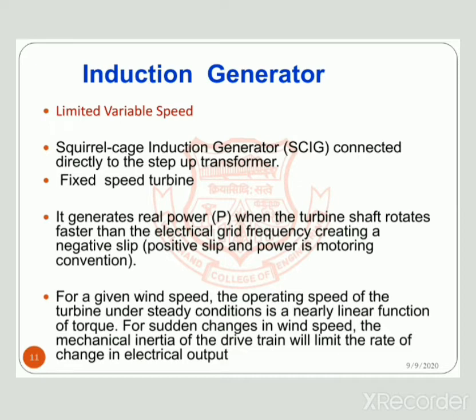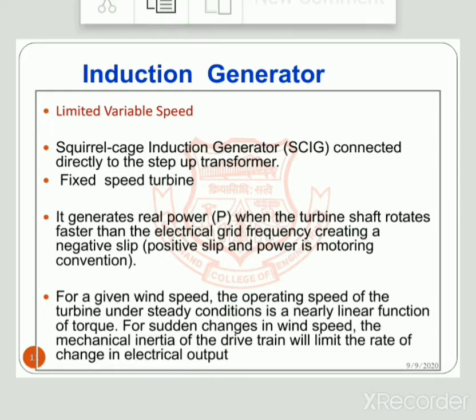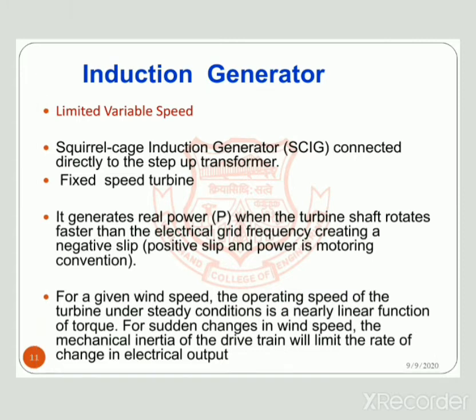For a given wind speed, the operating speed of the turbine under steady conditions is a nearly linear function of torque. For sudden changes in wind speed, the mechanical inertia of the drive train limits the rate of change in the electrical output. So these are the main features of the induction generator.